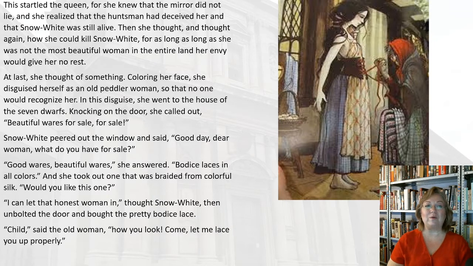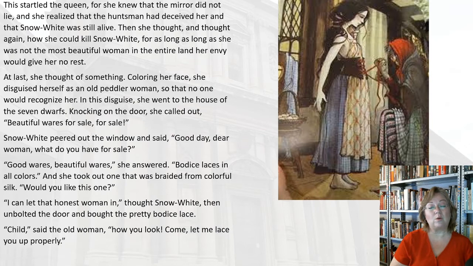So that no one would recognize her. In this disguise, she went to the house of the seven dwarfs. Knocking on the door, she called out, "Beautiful wares for sale, for sale." So she's going out like a peddler woman. That's a door-to-door salesperson. Snow White peered out the window and said, "Good day, dear woman. What do you have for sale?"